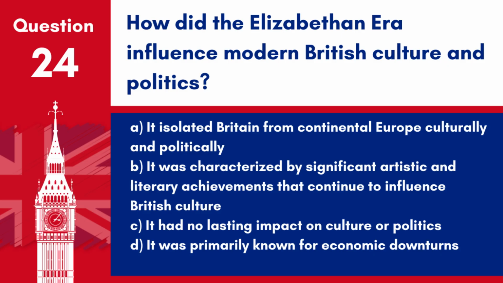How did the Elizabethan era influence modern British culture and politics? A. It isolated Britain from continental Europe culturally and politically. B. It was characterized by significant artistic and literary achievements that continue to influence British culture. C. It had no lasting impact on culture or politics. D. It was primarily known for economic downturns.